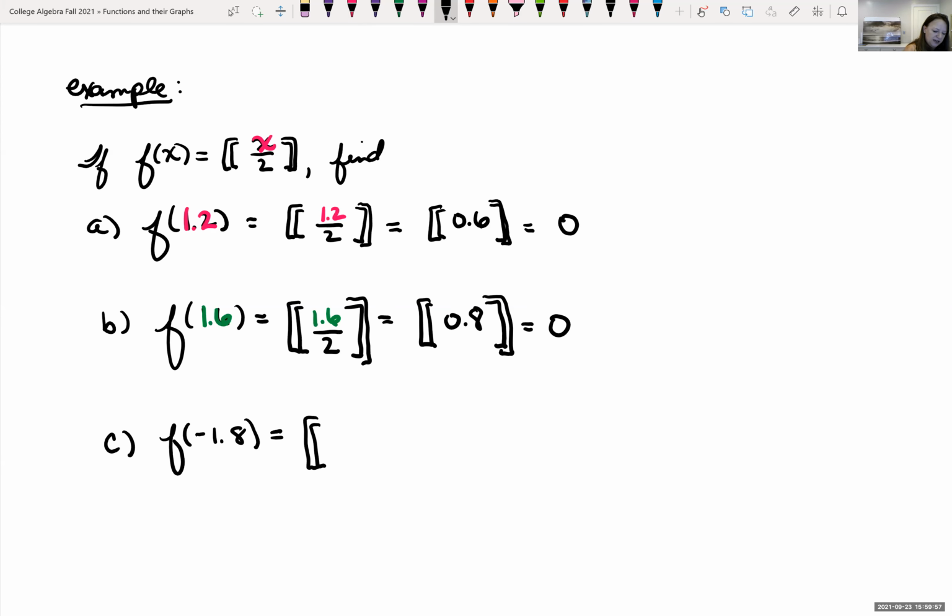If we go in and plug in negative 1.8 wherever we see an x, we get negative 1.8 divided by 2, and then take the greatest integer of that result. So negative 1.8 divided by 2 is negative 0.9. Negative 0.9 is not an integer, but the biggest integer to the left of that is negative 1.